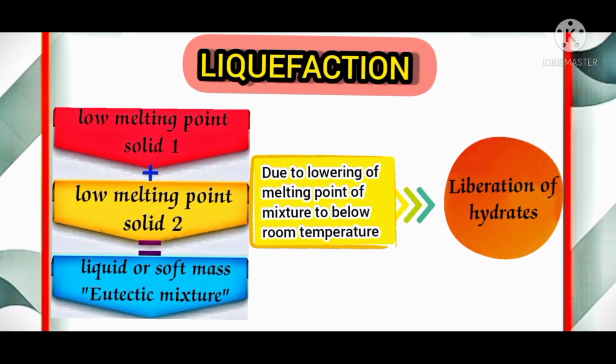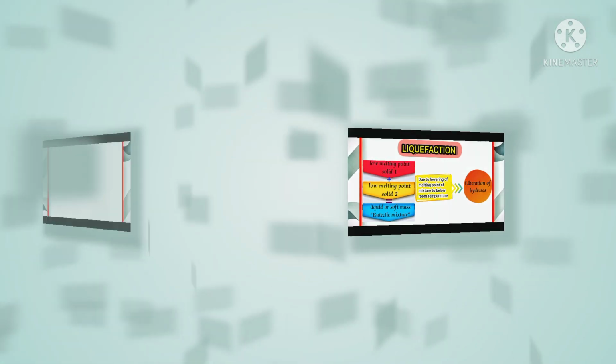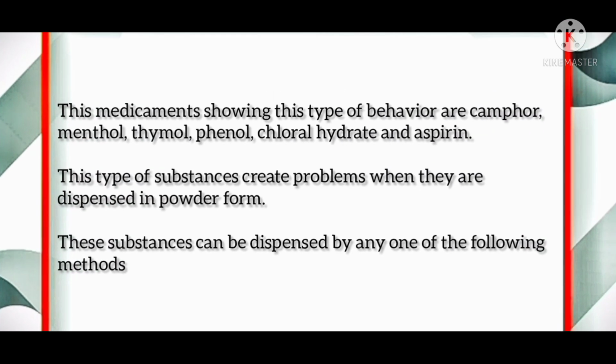As you can see, when two solids, solid 1 and solid 2, that have low melting points are mixed together, then a liquid or soft mass, also called eutectic mixture, is formed, and this occurs due to lowering of the melting point of the mixture below room temperature. Some substances like camphor, menthol, thymol, phenol, chloral hydrate and aspirin show this type of behavior. These create problems when they are dispensed in powder form. So there are some methods for such substances so they can be dispensed. Let's see one by one.